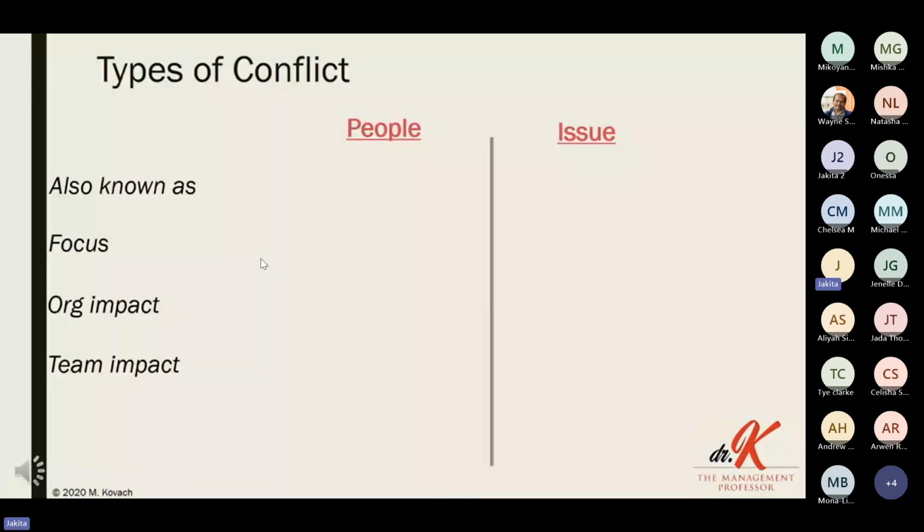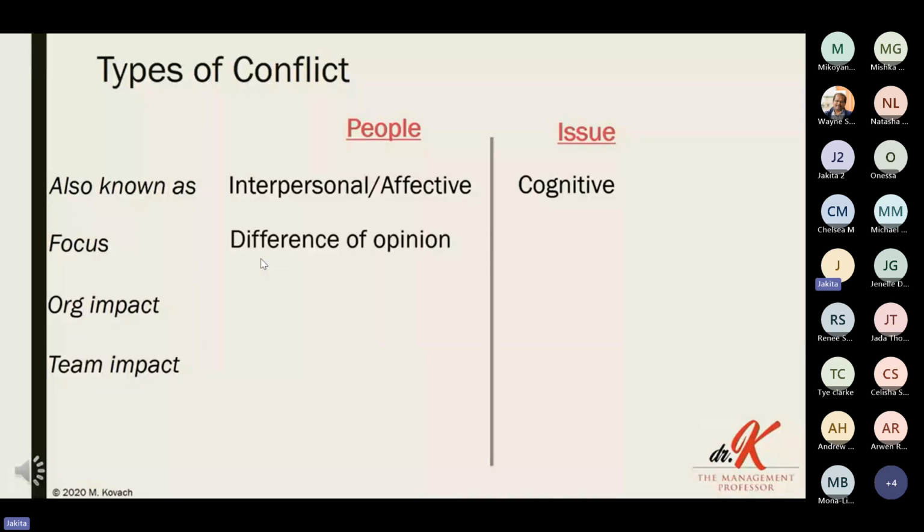Conflict can either be people or issue-based. When it's based on people, it may also be called interpersonal or affective conflict. When it's based on an issue, it may be called cognitive conflict. To diagnose the type of conflict, look at whether the focus is a difference of opinion or if it's related to a problem. If it's a difference of opinion, it's people-based. If it's problem-related, it's issue-based or cognitive.